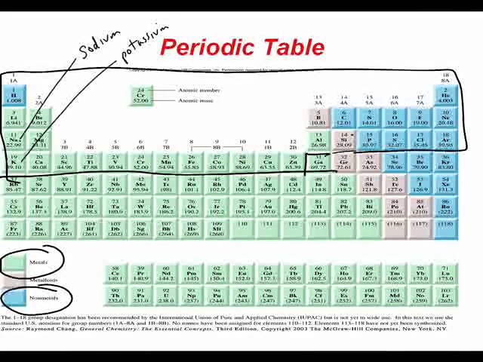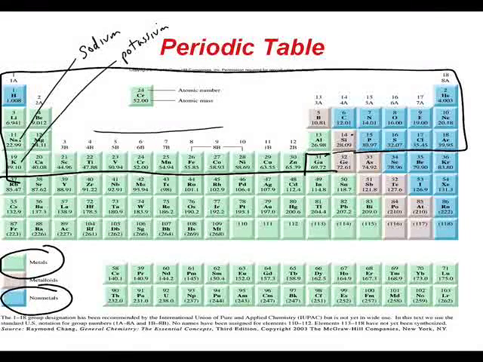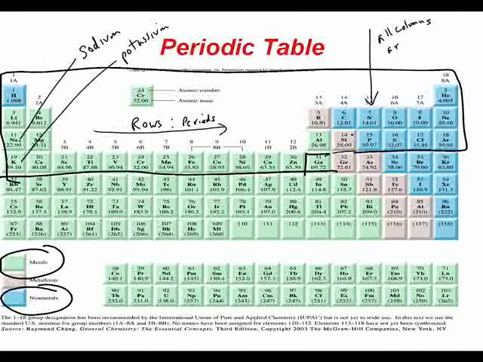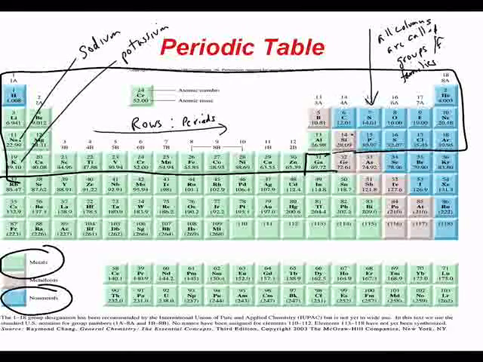Okay. The horizontal rows are called periods. Rows are called periods. The columns, all columns, are called groups. Also, older texts call them families. Isn't that lovely? Why? Because these have similar chemical properties. They belong together just like a family.